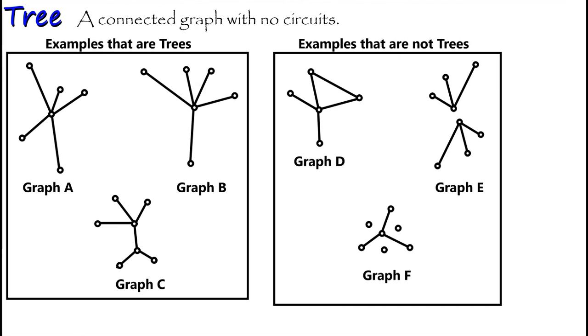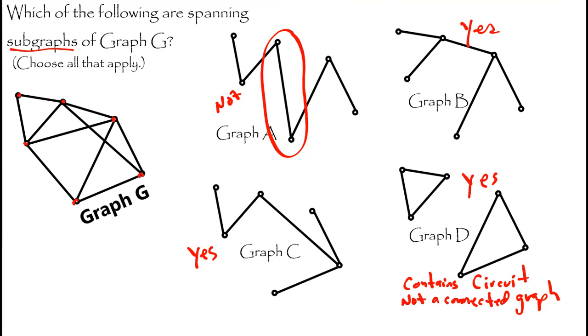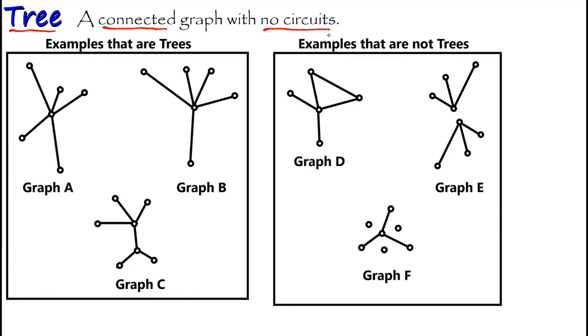So I made those points about graph D because now we're looking at a next term, which is a tree. A tree is a connected graph with no circuits. And if I go back, we see that graph D violates those 2 requirements for a tree. So the graph must be connected, it must have no circuits. All of the examples on the left here are all trees. We see that all of these graphs are connected. A simple definition of connected is a graph that has a path between any 2 points.